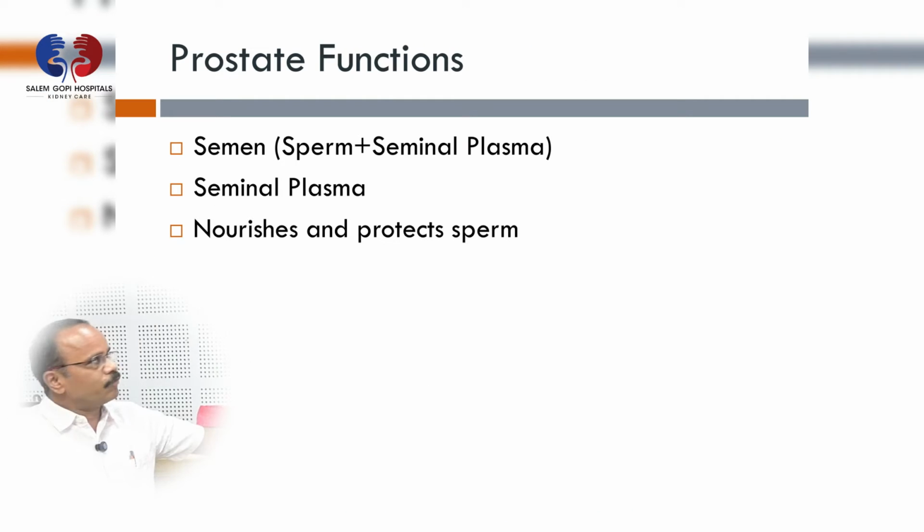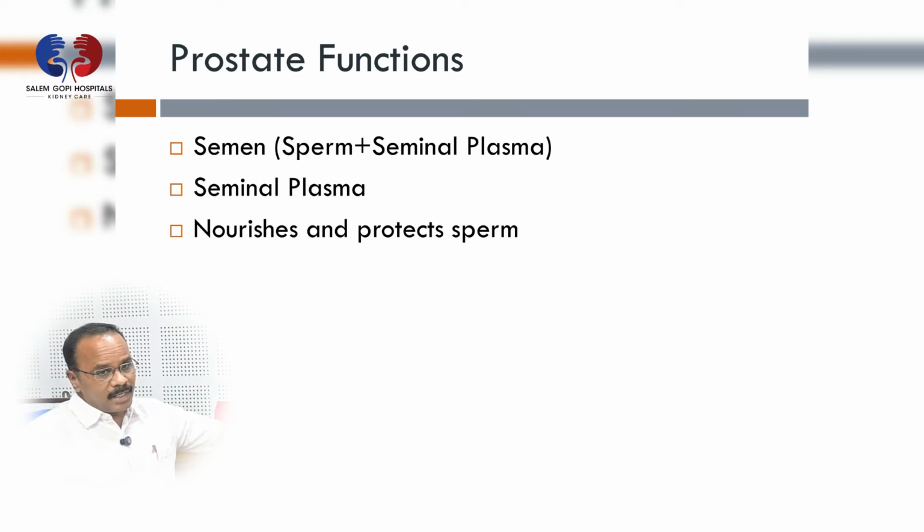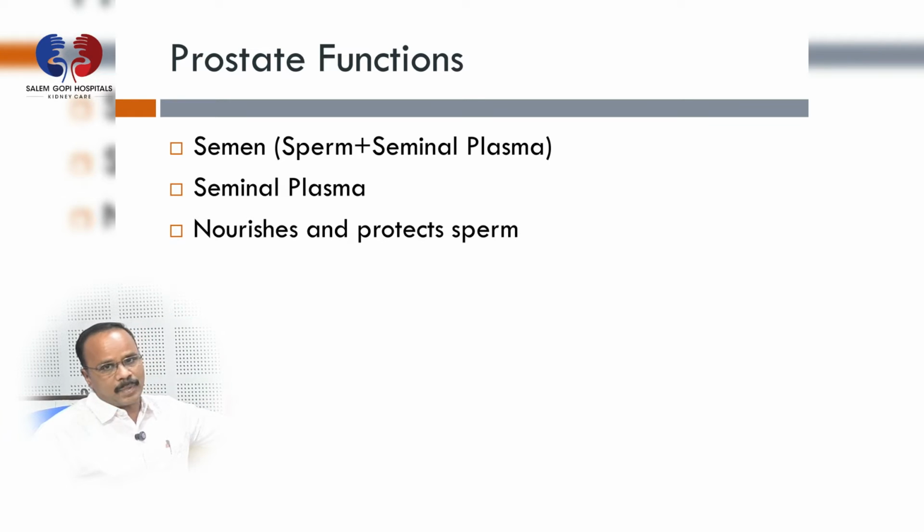So what are the prostate functions? It mainly secretes the seminal plasma. What is seminal plasma? This is the mainly liquid part of the semen. What are the functions of this seminal plasma? It nourishes and protects the sperm. The sperms are produced in the testes.